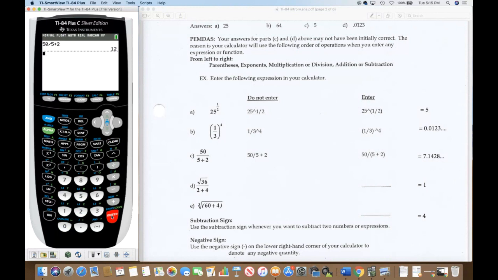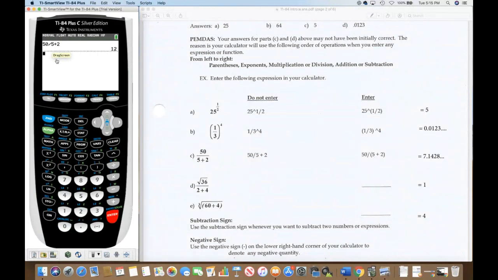Well, the TI-84 looked at my expression and it saw 50 divided by 5, plus 2. Since division is higher in order of operations than addition, the calculator divided 50 by 5, which is 10, and then it added 2 to that.